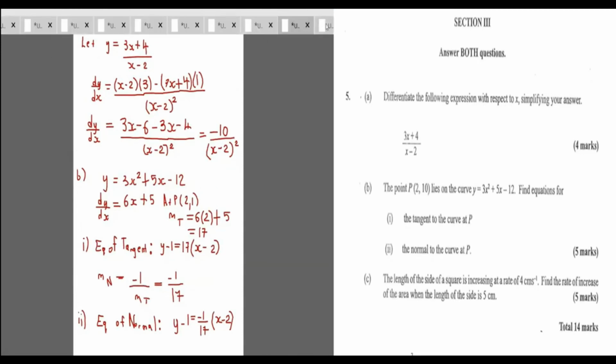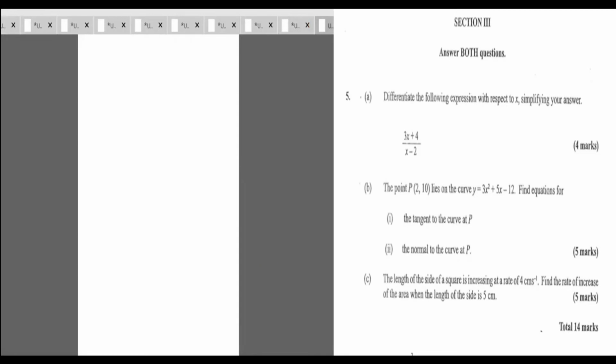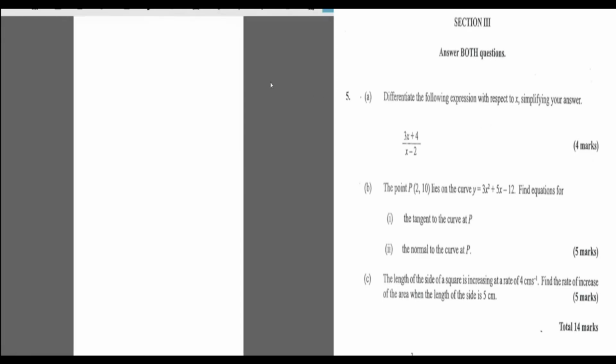Now let's look at the next part of the question, part C. Part C says the length of the side of a square is increasing at a rate of 4 meters per second. It says find the rate of increase of the area when the length of the side is 5 centimeters. Now, this is differentiation, but we're going to use chain rule to do this question.